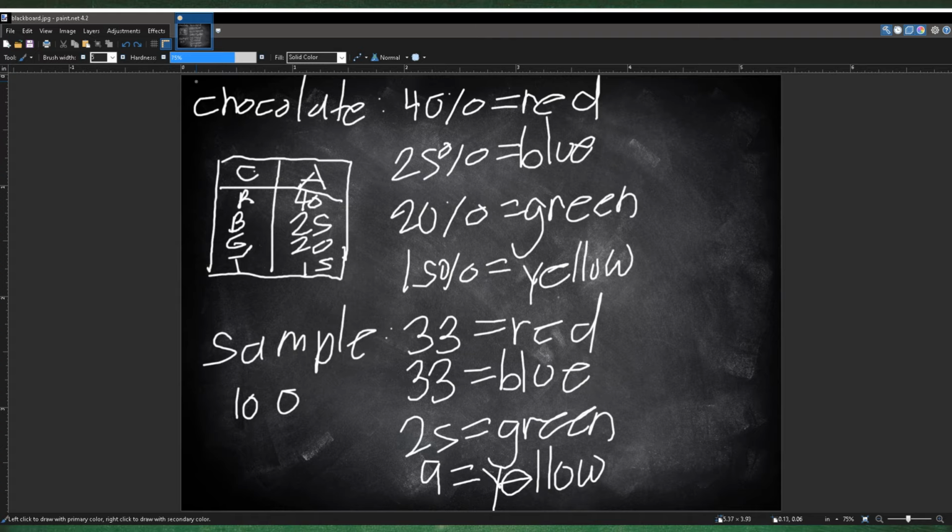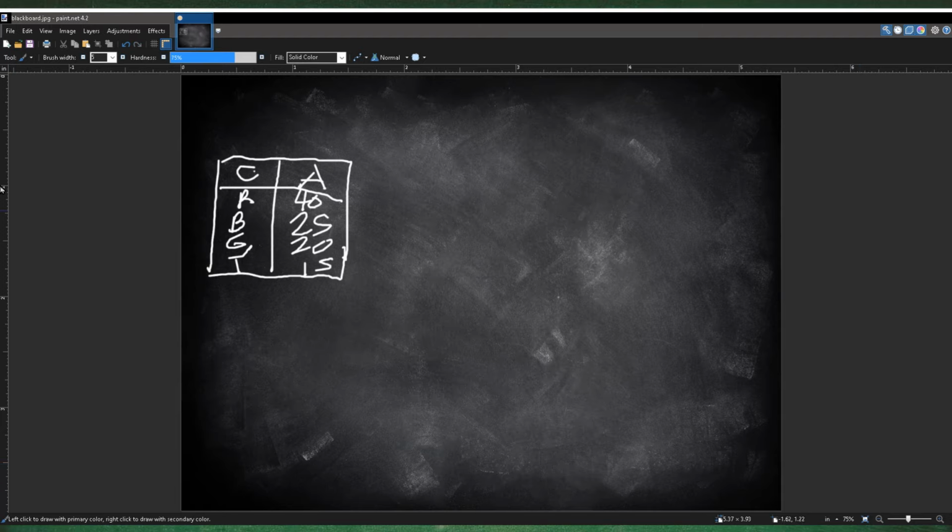So our expected cell frequency condition states that each cell has to be greater than 5, which is true because 40, 25, 20, and 15 are greater than 5. Okay, so that's true. So let's delete this.